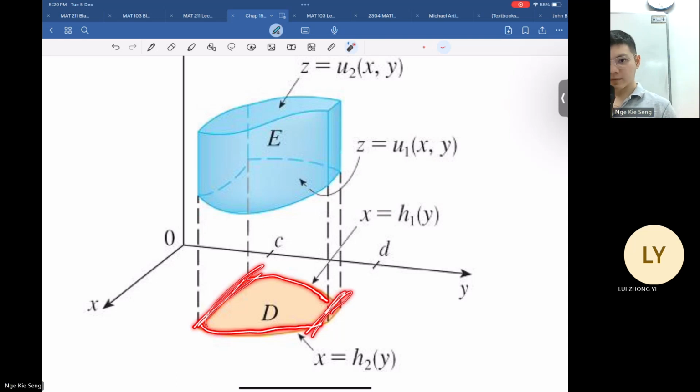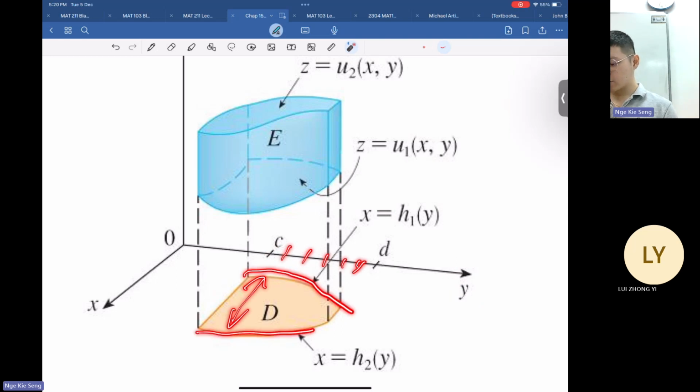Okay? So meaning this side is y. If you fix y, then you integrate over x. So for these two functions, you should check: do they depend on y or not? Okay, they depend on y, from h1(y) up to h2(y).